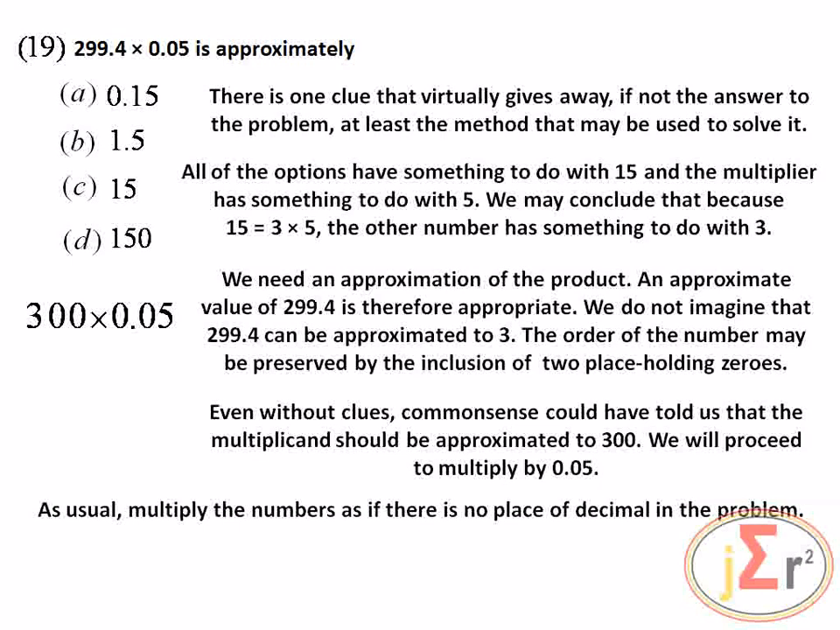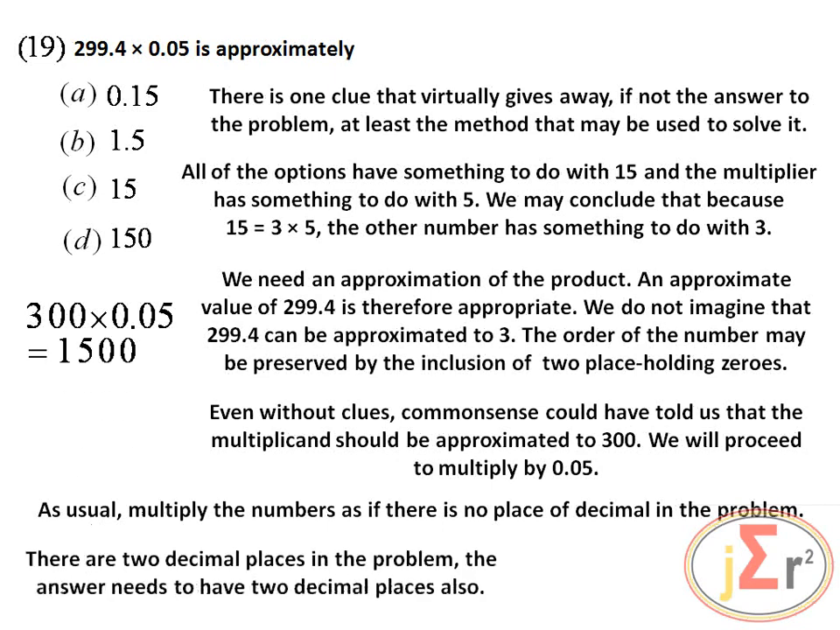As usual, multiply the numbers as if there is no decimal place in the problem. In the end, what do we do? There are 2 decimal places in the problem. The answer needs to have 2 decimal places also. So let us throw in those 2 decimal places. The correct answer is option C.